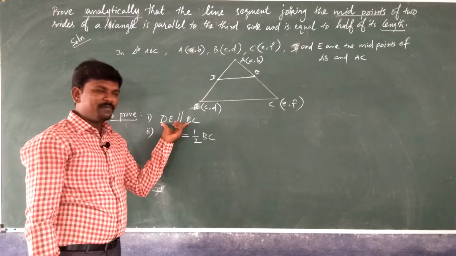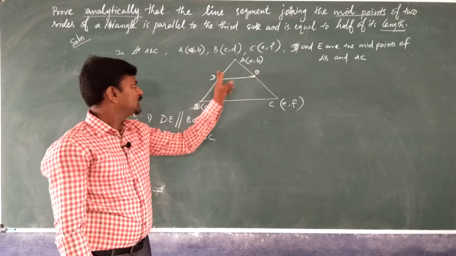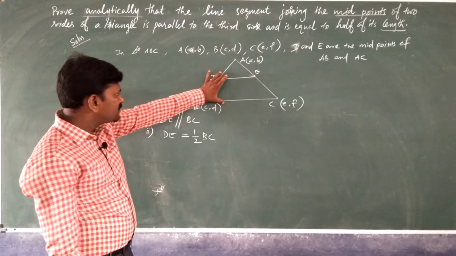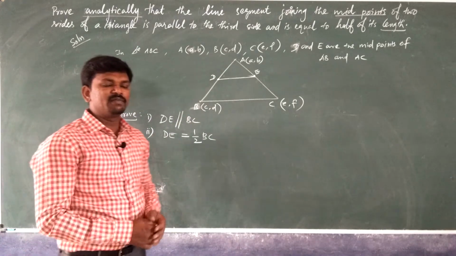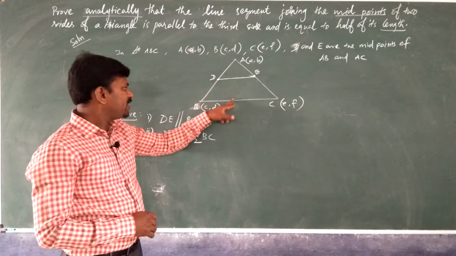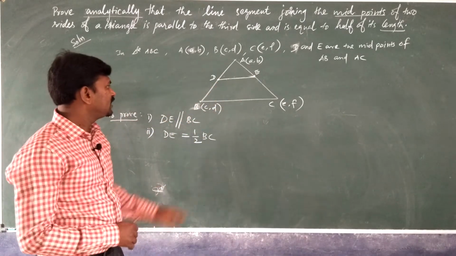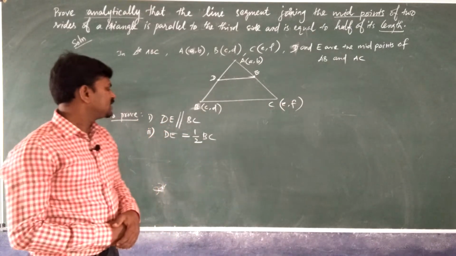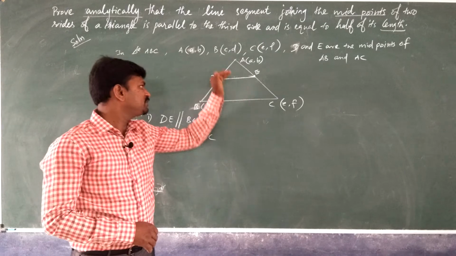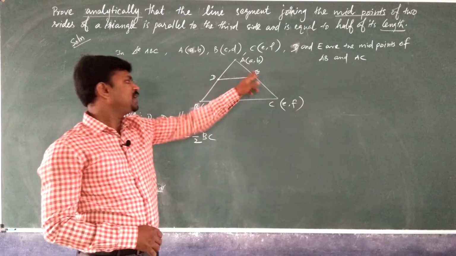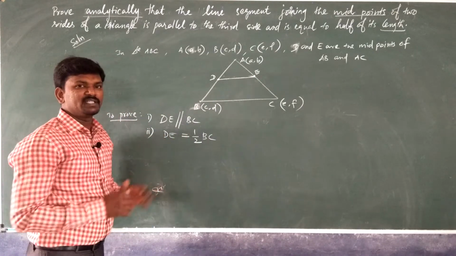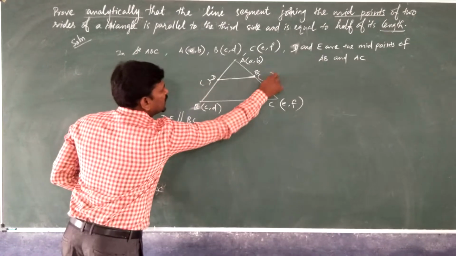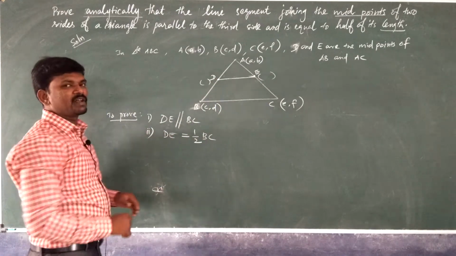So how to prove the first one? Find the slope of DE, then find the slope of BC. If they have the same slope, they are parallel, since we know that if two lines are parallel, their slopes must be equal. Then find the length of DE using the distance formula, then the length of BC. Definitely BC will be 2 times DE, or DE will be half of BC. This is very simple. For the first one, first we should know these two coordinates, then only we can find the slope using the 2 points formula.